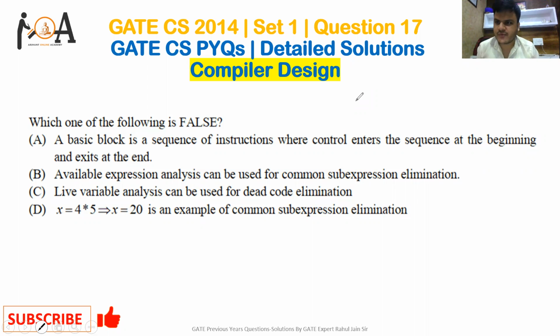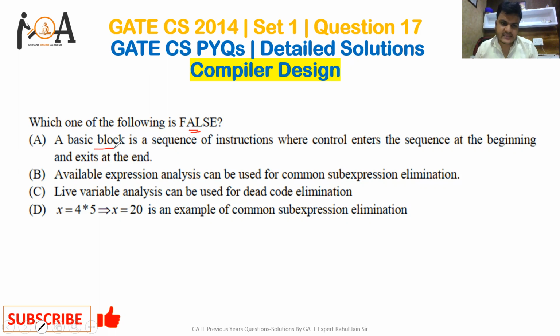In this video we are going to discuss a very important question of compiler design from GATE CS 2014. This question was asked in set 1, question number 17, and the question is: which one of the following is false? Just focus on the question, watch it completely and stay tuned till the end of the explanation.